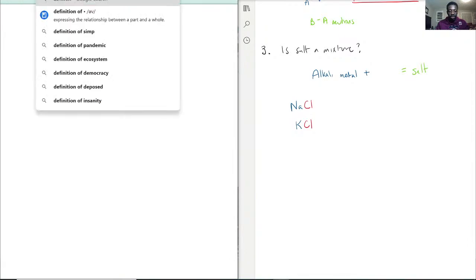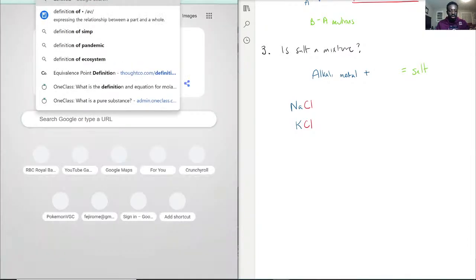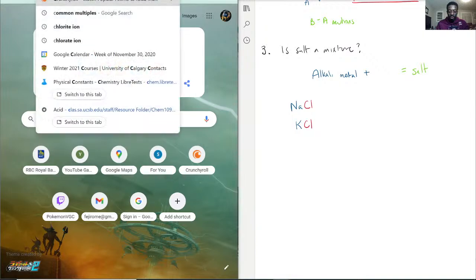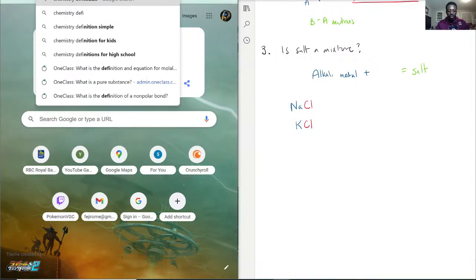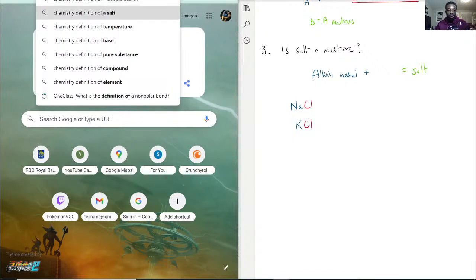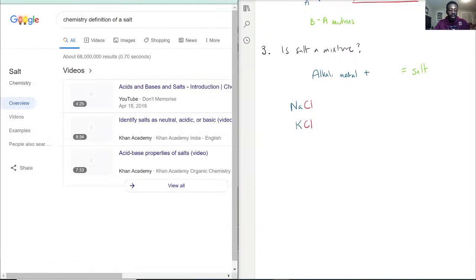Chemistry definition of salt. Because we don't want to limit this explanation to just working with NaCl, because there are different types of salts, but you'll see they all have a certain common element where you can say whether it's a mixture or a compound. Chemistry definition of a salt.